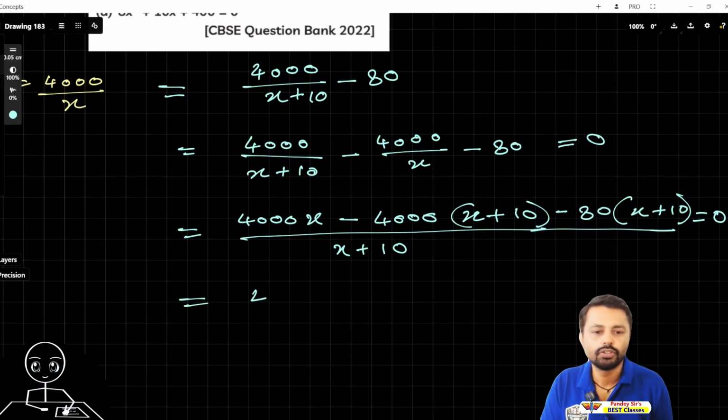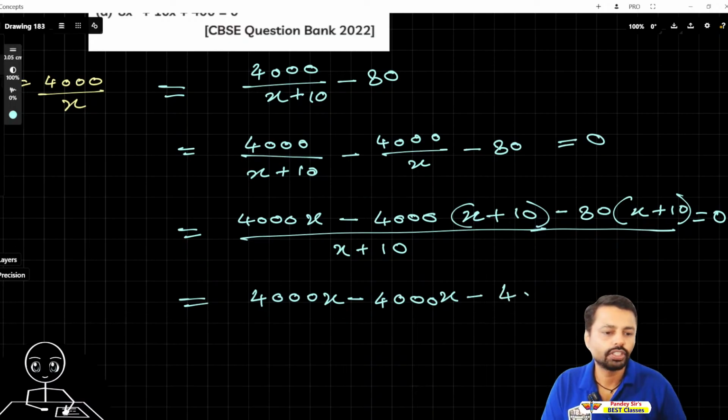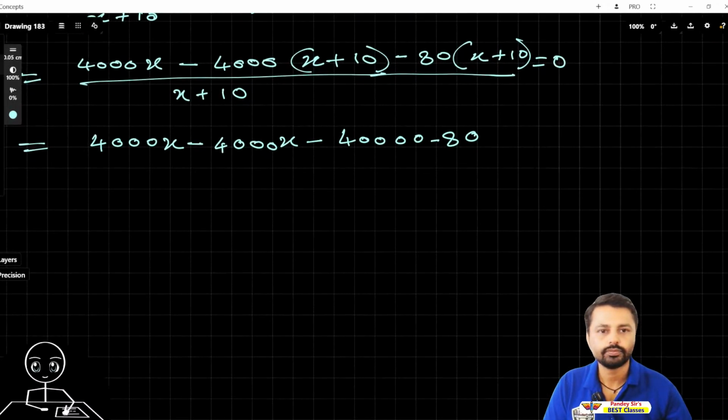Now we have 4000x minus 4000x, minus 4000 into 10, 40,000, minus 80 into x, minus 80x, minus 80 into 10, minus 800.